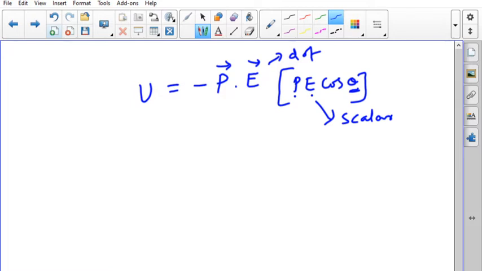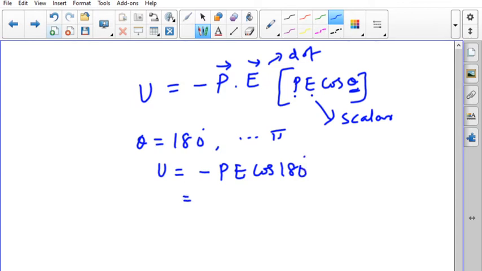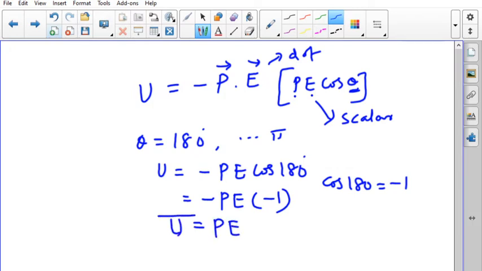Okay, let us ask another question. When will the potential energy be maximum? Here from this expression we understand that if theta is equal to 180 degrees, that is pi, then we get U is equal to minus PE cos 180 degrees. What's the value of cos 180 degrees? It is minus 1. So minus PE of minus 1, so it is PE. That means it gets the positive value, then it will be maximum.